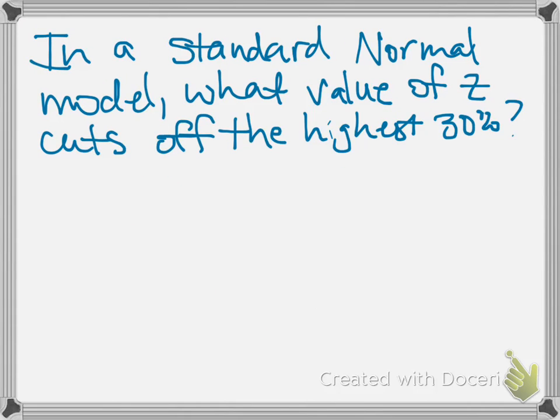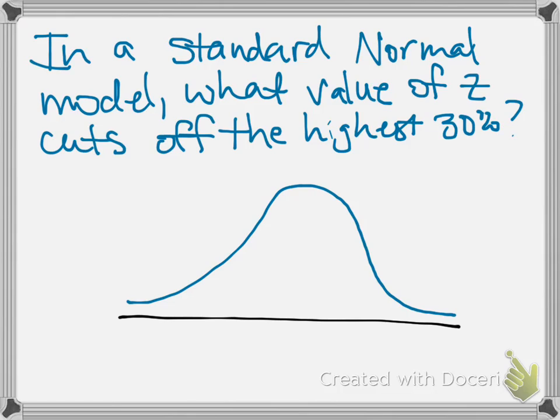This time, we want to know the value of z that cuts off the highest 30% in our standard normal model. So, as we've been doing already, we're going to start off by sketching in a standard normal curve.